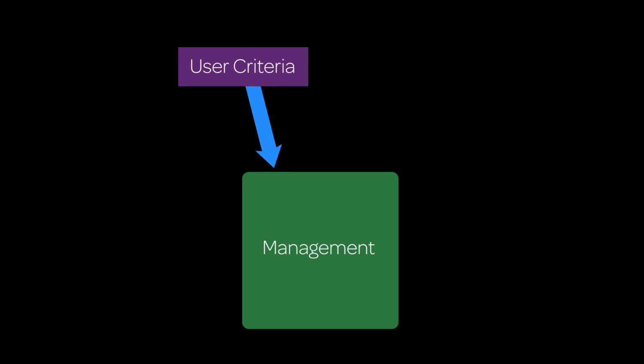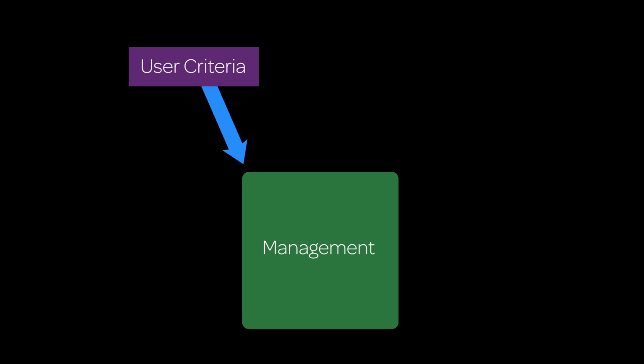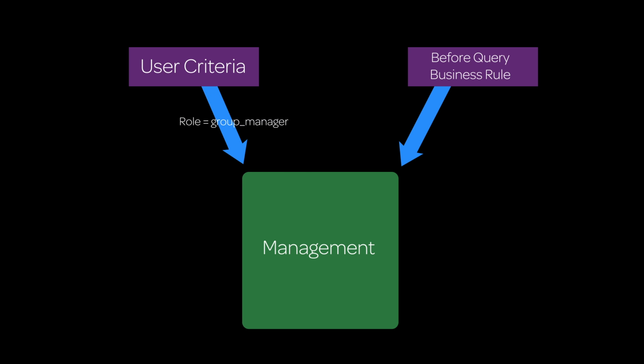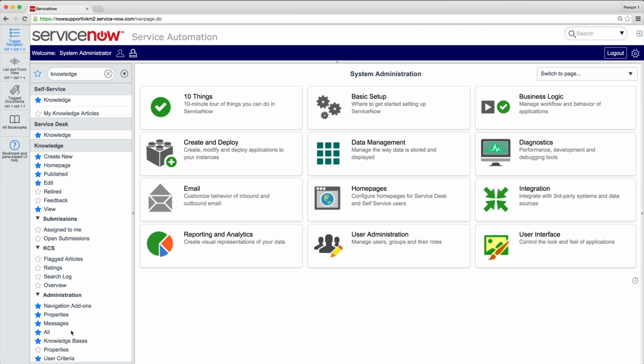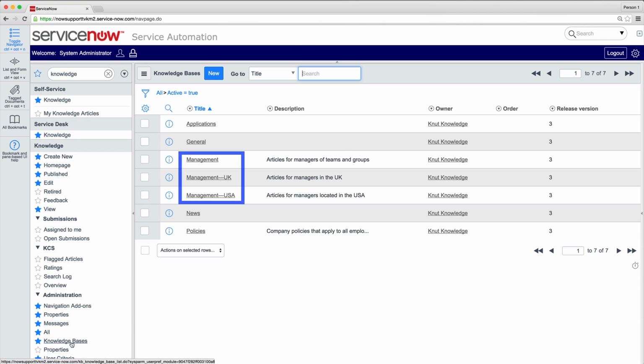Or we could create one management KB and use a before query business rule to limit access to particular articles by the logged-in user's country. We're going to take this approach, but first we'll show you how the multiple KB scenario would work. We've set it up in a different instance. Here are our 3 management KBs.